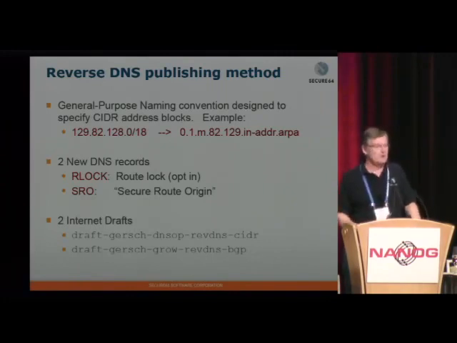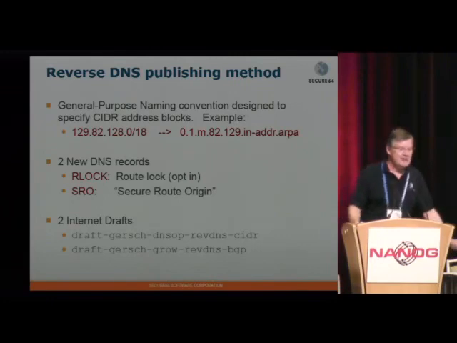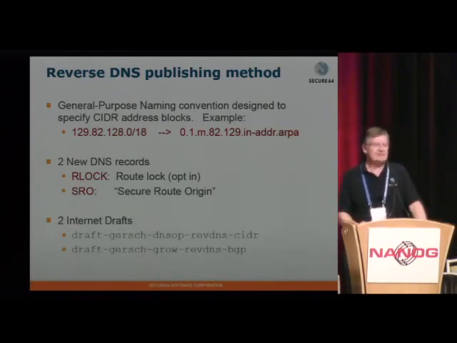So the scheme here is an extension, and it's being proposed at the IETF, to have a naming scheme where we can have a /16. Here in this example, we have a /18: 129.82.128/18, basically. On the right-hand side, there's the classical 82.129 in-addr.arpa, but there's also this M thing in there. It says 01M82. What is that?